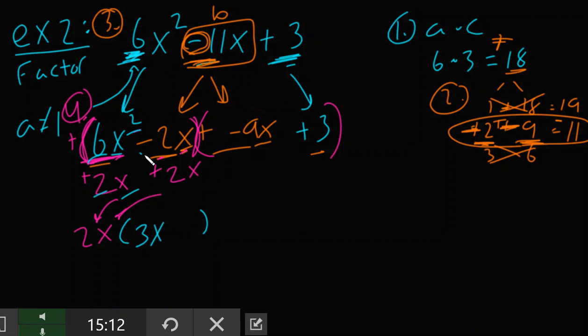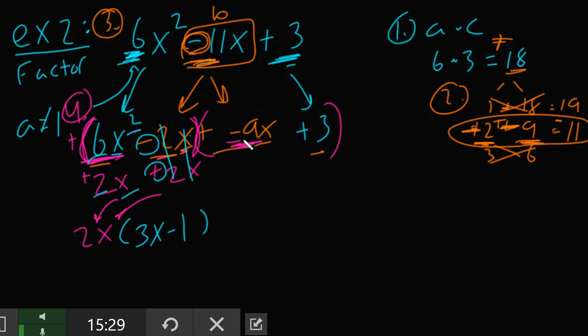And lastly, guys, here, negative 2x divided by positive 2x. A negative divided by positive is a negative, and 2 divided by 2 is 1, and x divided by x is 1, and so that's really just 1. Okay.